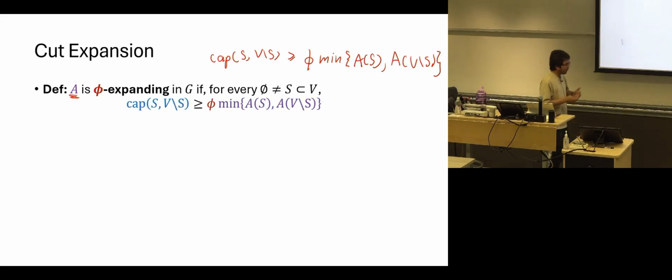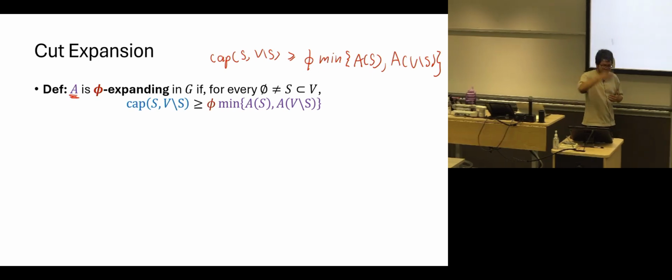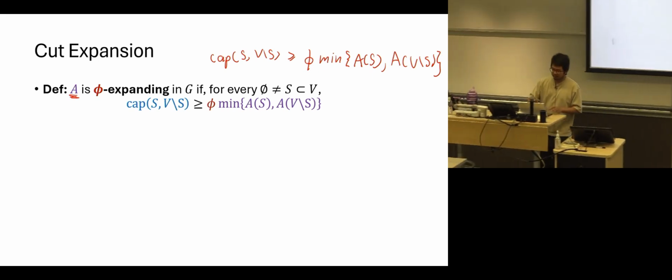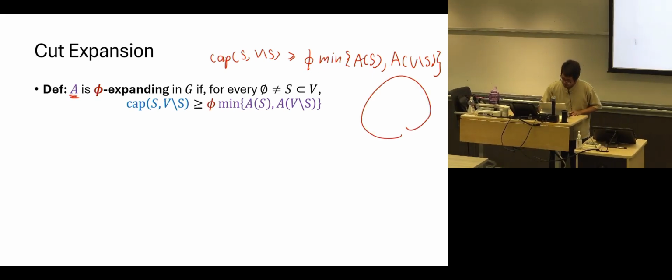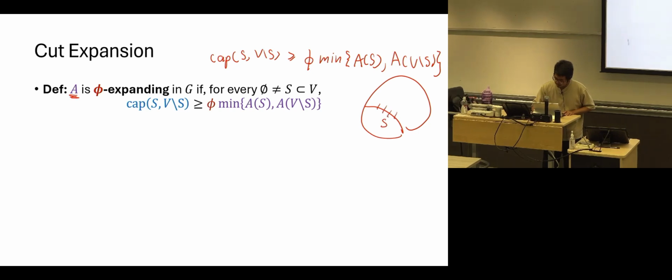We basically want to say that for every cut, the cut size from S to V minus S is kind of big compared to the A mass on this side and the A mass on this side. It's not too small compared to both of the sides, like at least this side or at least this side. Okay.